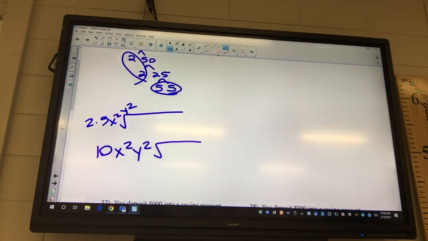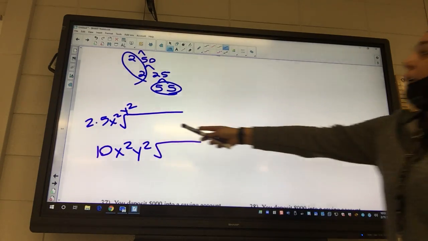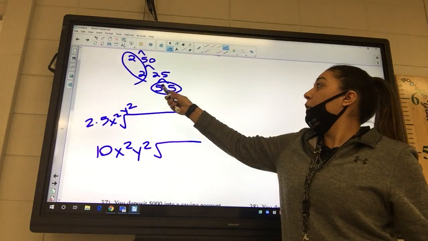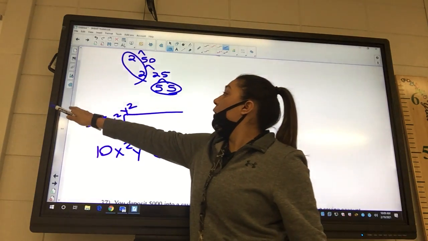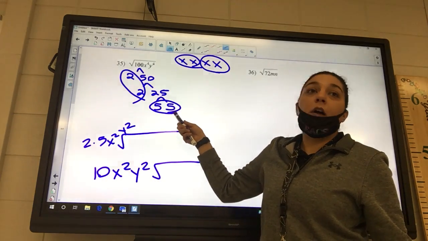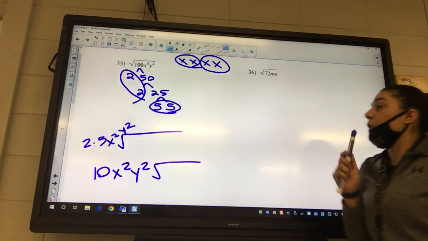Is there an extra 5? Why would there be an extra 5? Next to the 2. No, this 5, like when you go from 50 to 25. We have 2 and 25, 5 and 5. Oh, I was 25. Never mind. You're fine.